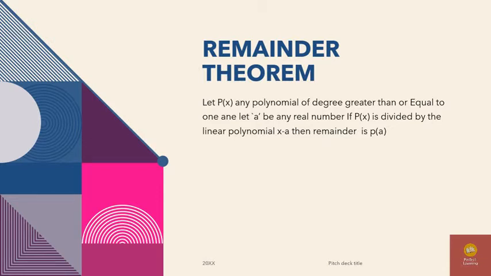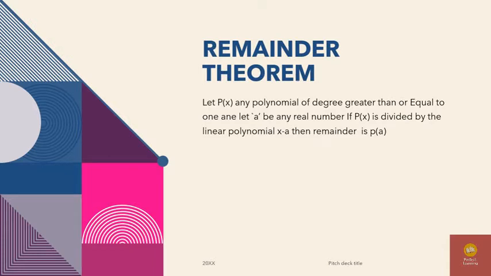Let p of x be any polynomial of degree greater than or equal to 1, and let a be a real number. If p of x is divided by the linear polynomial x minus a, then the remainder is p of a. I will explain how this works in the next slide.